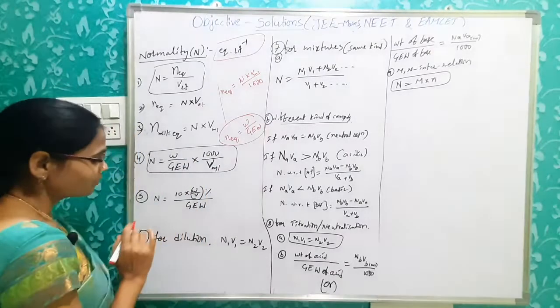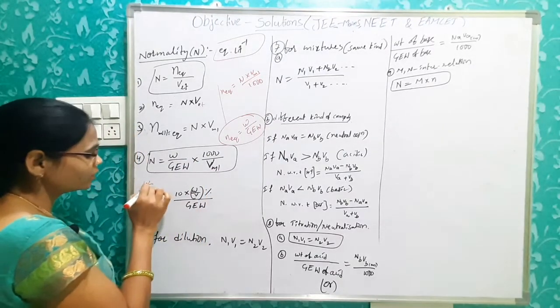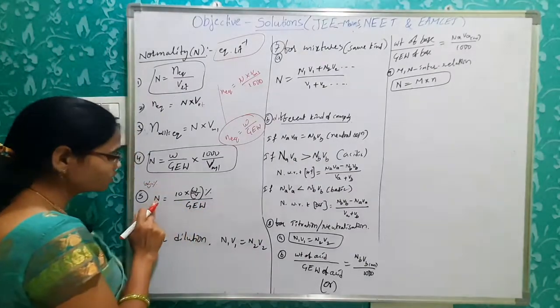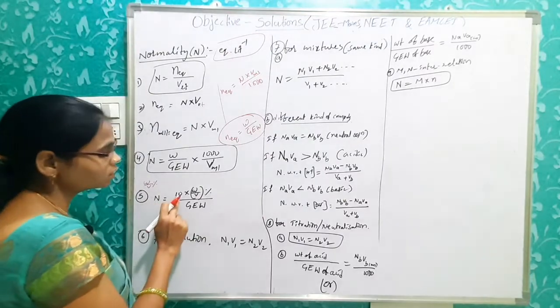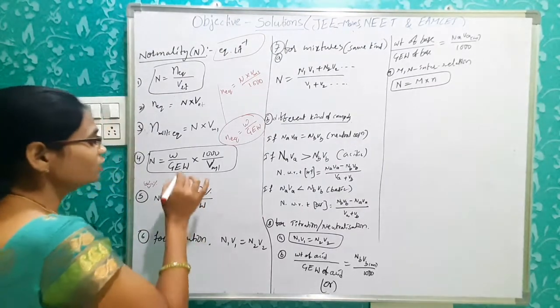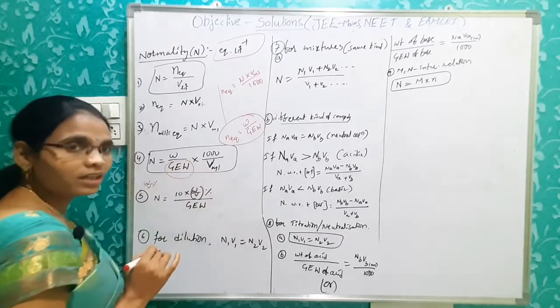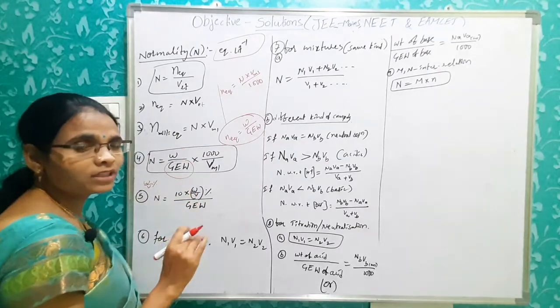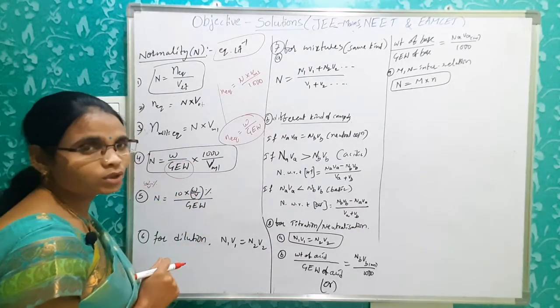Now suppose weight volume percentages are given. Like molarity, it will also change. Normality is equal to 10 into weight by volume percentage by gram equivalent weight. So what is gram equivalent weight? In normality, gram molecular weight means simply we can take the formula weight of that solute.